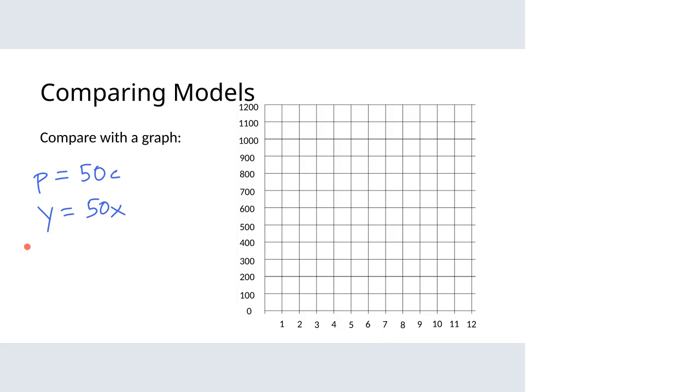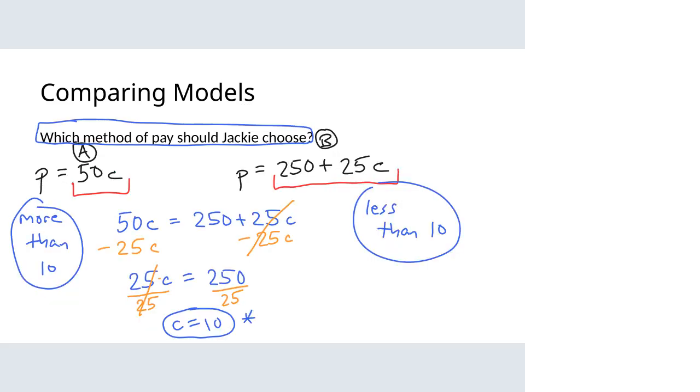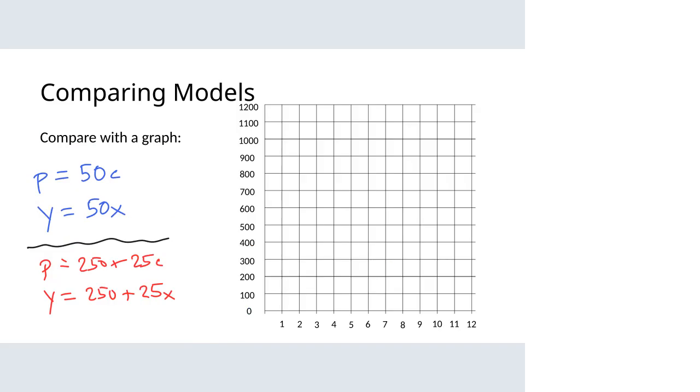And then we had another model that was the other method of payment, which was that the pay was going to be 250 plus 25C. And if we rewrite that using x's and y's, we could say y equals 250 plus 25x, where x is the number of computers that Jackie sells. And we have those 2 different equations, and we looked at how to compare those as equations right here. I can set them equal to each other and solve to figure out the break-even point. And once I know the break-even point, I can figure out which pay scale to use.